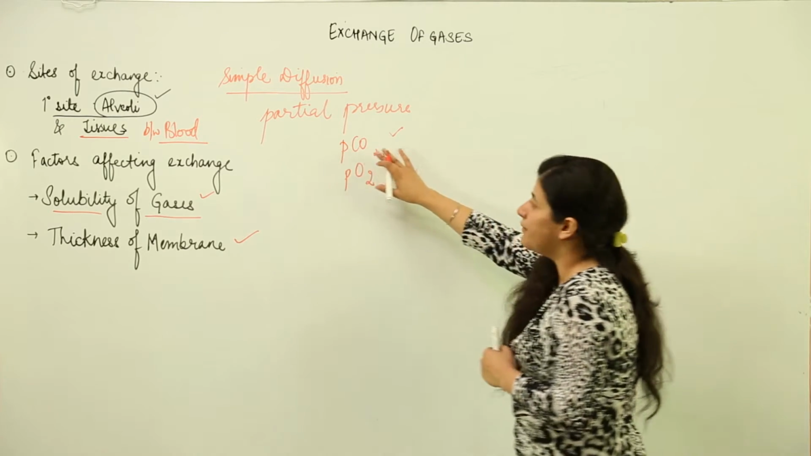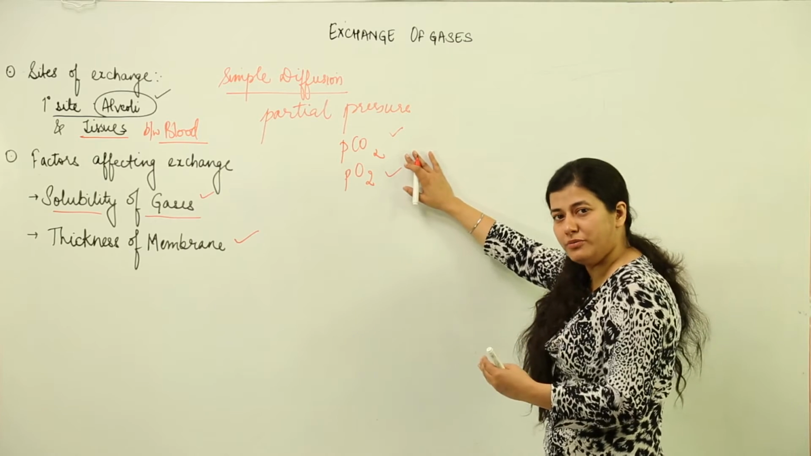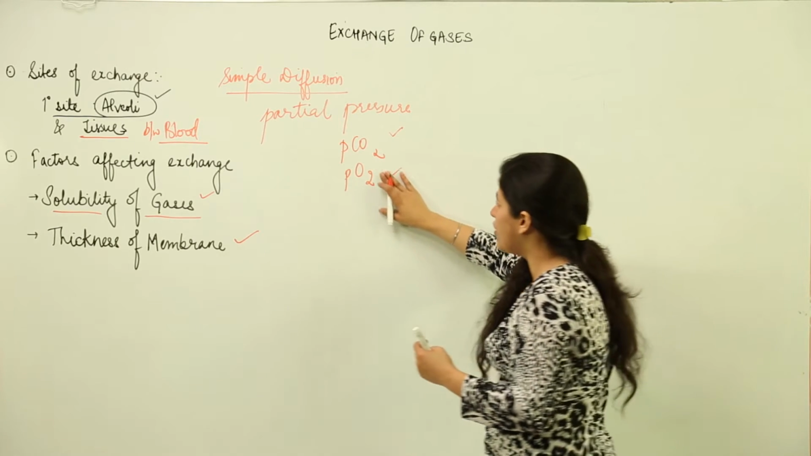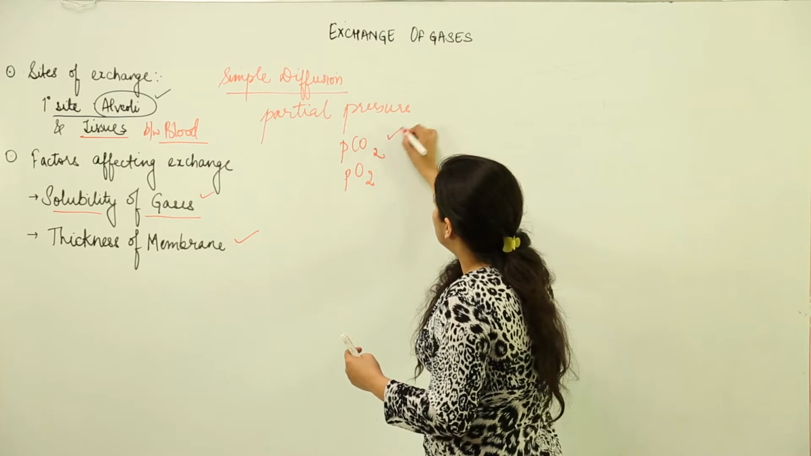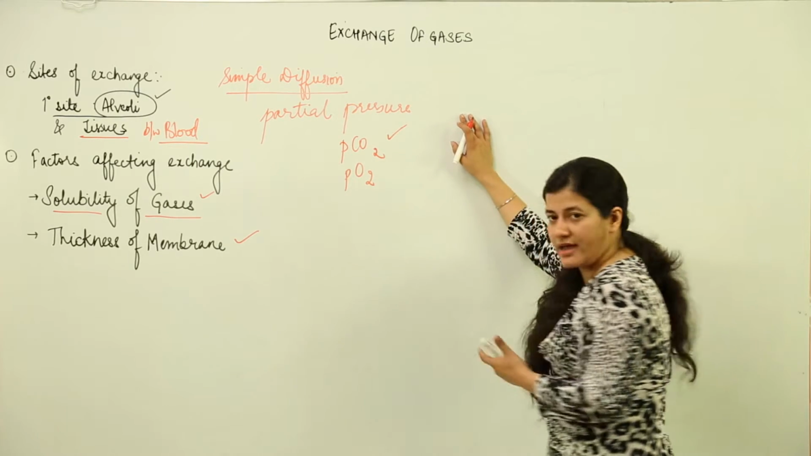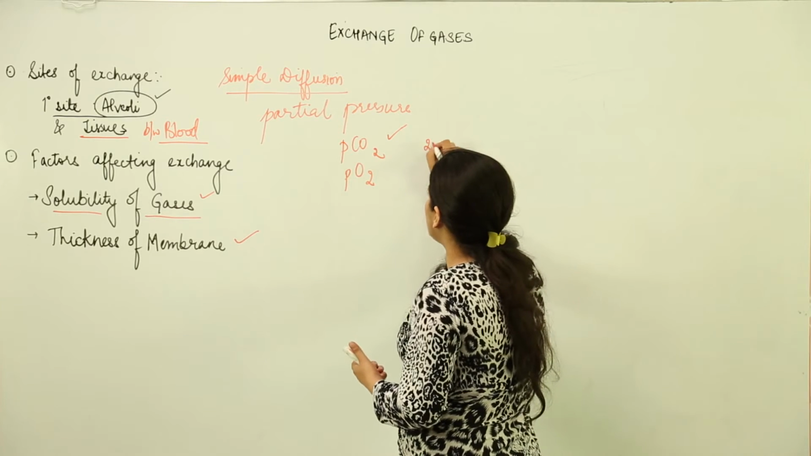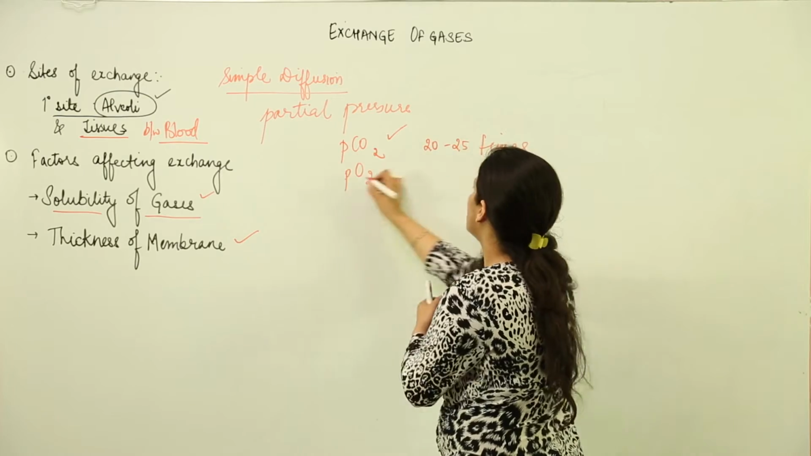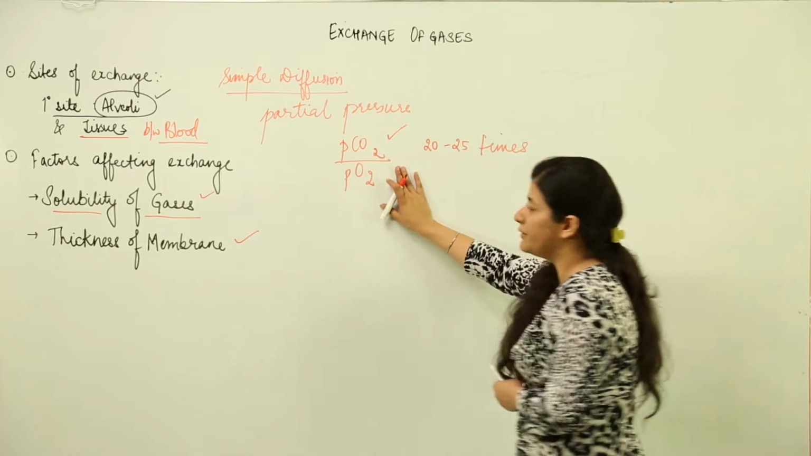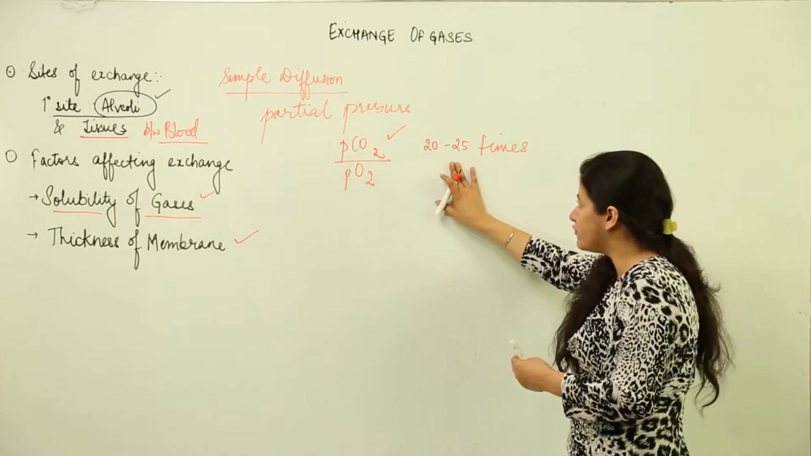You know that carbon dioxide has a higher solubility in various substances, like blood. It is 20 to 25 times higher than that of oxygen. So the solubility of carbon dioxide is much higher than that of oxygen. How much higher?